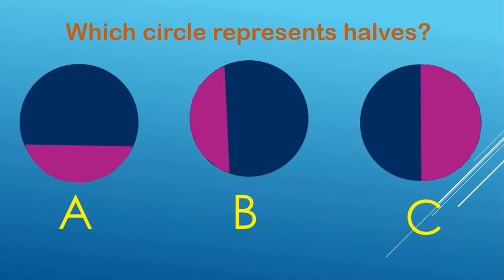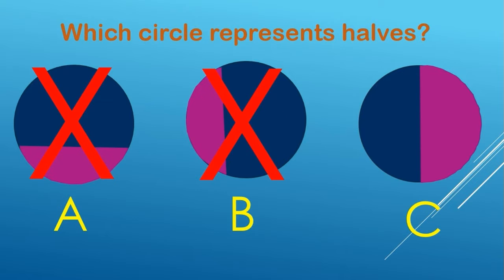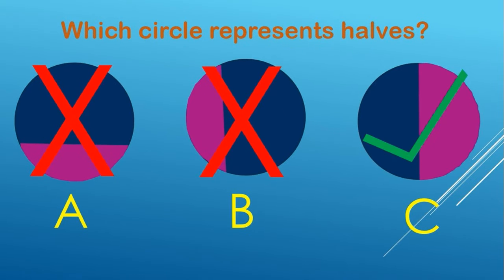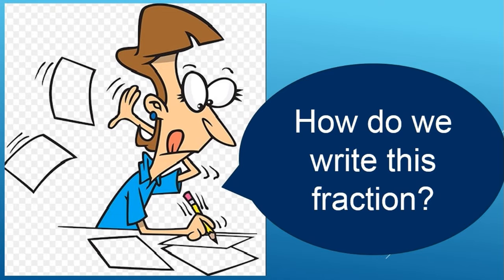Can you work out which circle represents halves? Circles A and B both have two parts, but they are not equal. In other words, they are not the same size, so they can't be halves. If you chose circle C, you were right. It has two parts that are exactly the same size, a blue half and a pink half. So we now know what a half looks like.